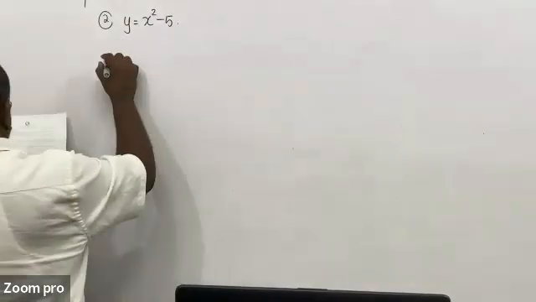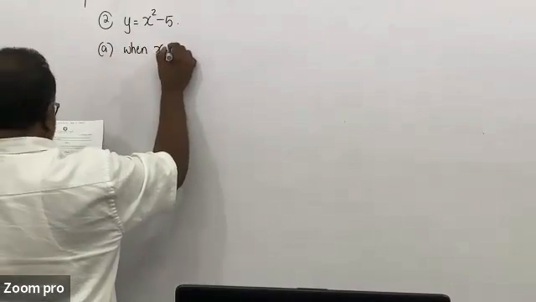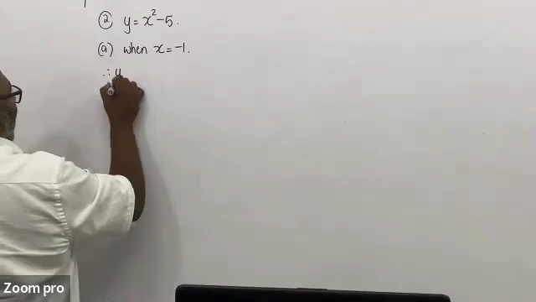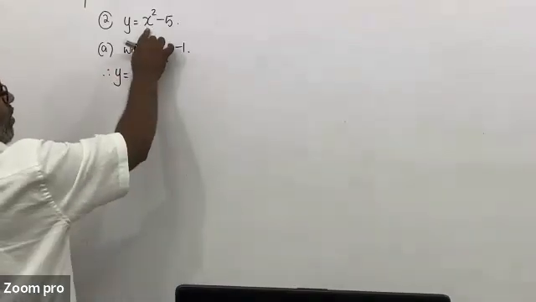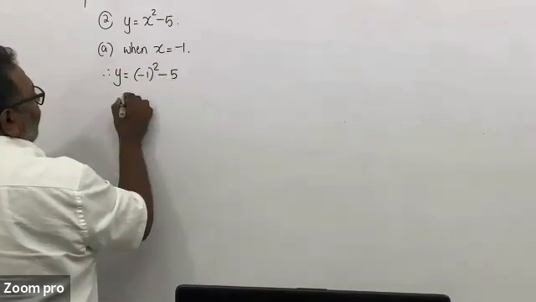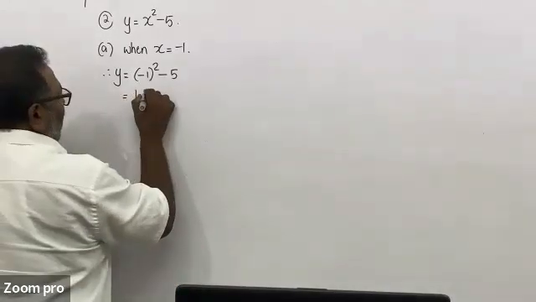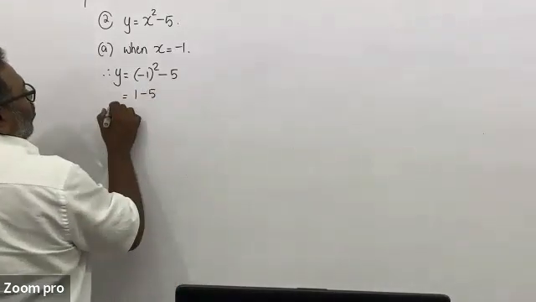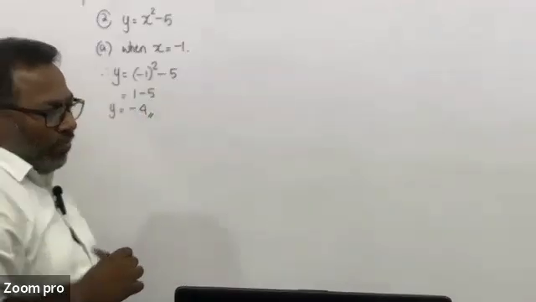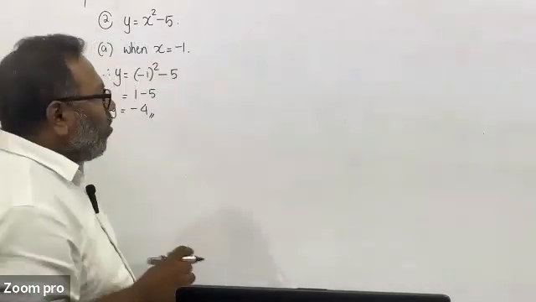So the first question, A: when x is equal to minus 1, then y is going to be how much? Substitute into this: minus 1 squared minus 5. Minus 1 into minus 1 is plus 1, minus 5. So y is equal to minus 4. Right? y is equal to minus 4.